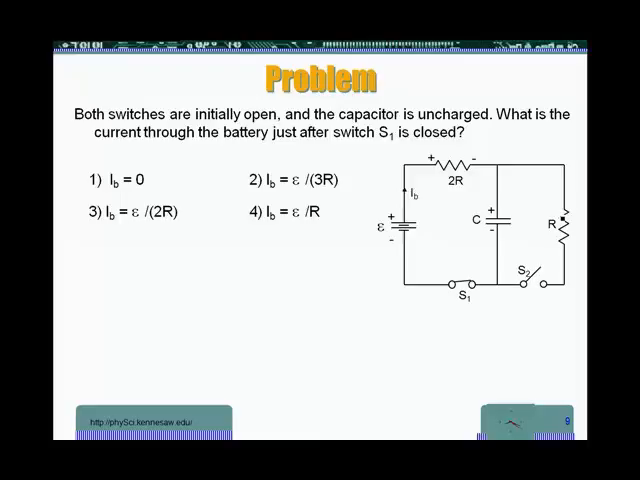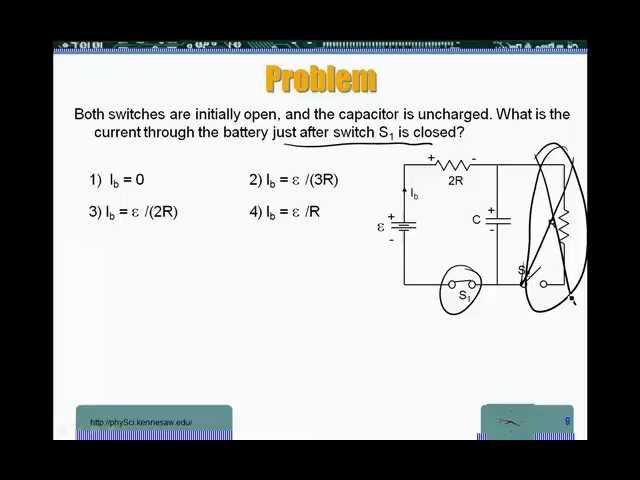Okay, let's look at this question here. Both switches are initially open, even this one here is open. And the question is, what is the current through the battery after we close S1? S2 is going to remain open, meaning that this part of the circuit is irrelevant. Now that we know what we need to focus on, we need to know what resistance do we have and what capacitance do we have. In this particular circuit, my resistance is twice R. My capacitance is C.